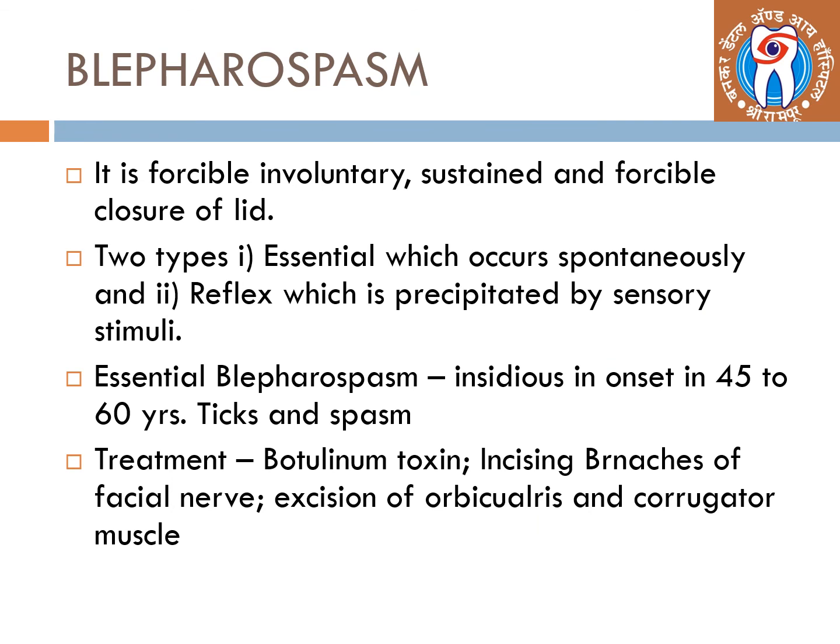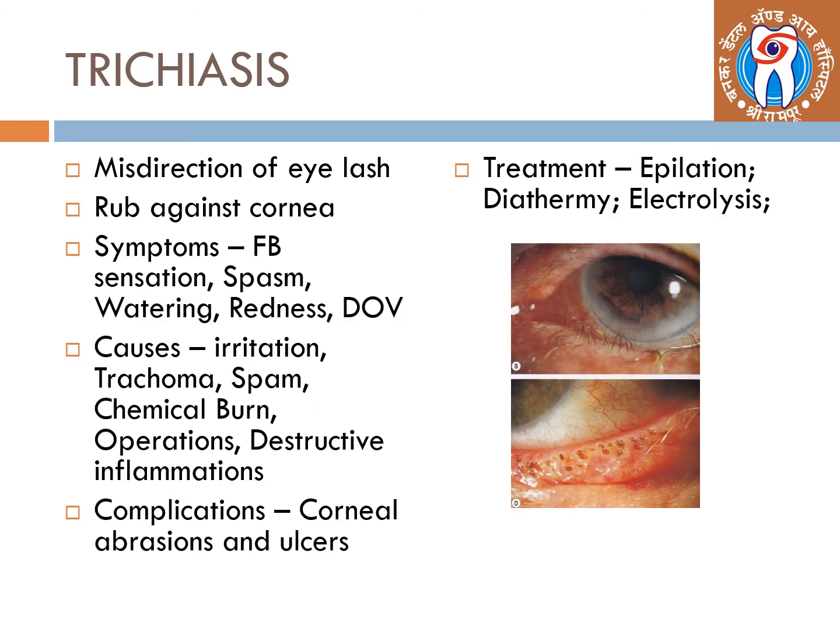Coming to blepharospasm, it is a forcible, involuntary, sustained closure of the lid. It may be of two types: essential, which occurs spontaneously, and reflex, which is precipitated by sensory stimuli. Essential blepharospasm, which is insidious in onset in patients aged 45 to 60 years, can be seen as tics and spasm. Treatment is botulinum toxin, incising the branches of the facial nerve, and excision of orbicularis and corrugator muscles can be done.